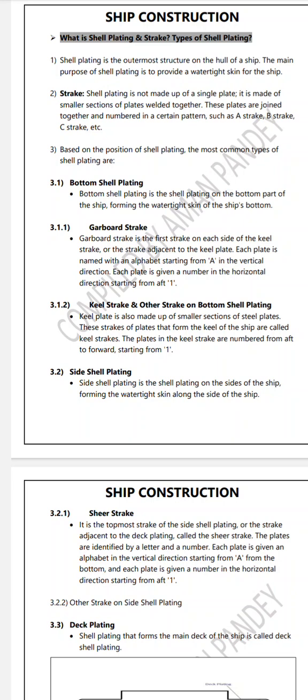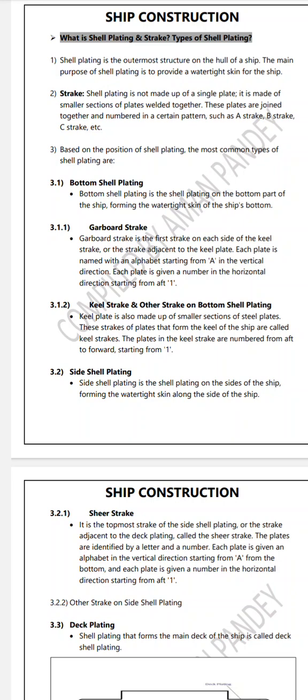So, as we said, shell plating is welded together. Now these plates are joined together. It is made up of smaller sections of plates and numbered in a certain pattern.